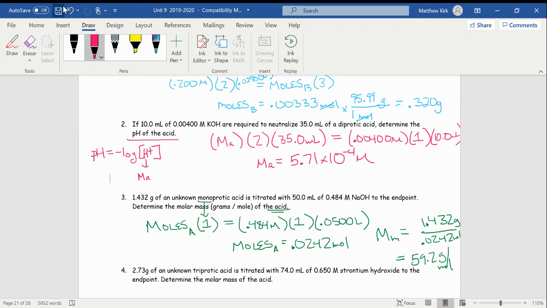Now, you might have also gotten this number on your calculator, 0.000571, something like that. Those are the same. One is just scientific notation, and the other is standard notation. So now that we have the molarity of our acid, we can go back to our pH formula. We know our pH is just the negative log of that concentration.